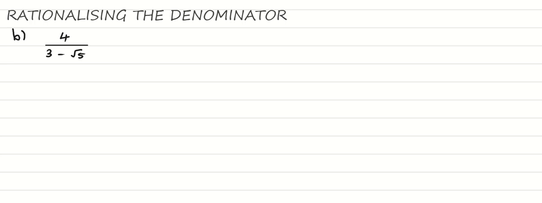Okay, so this is the second example and also the final example on rationalizing the denominator. And when we have what you see over here, which is a binomial, we have two terms here in our denominator, we need to multiply by the conjugate of that denominator. Okay, so the conjugate of 3 minus the square root of 5.